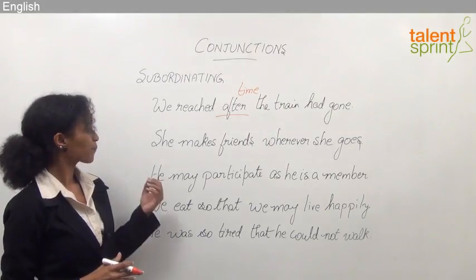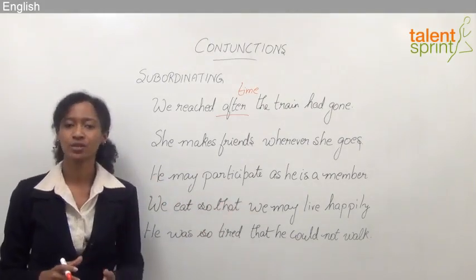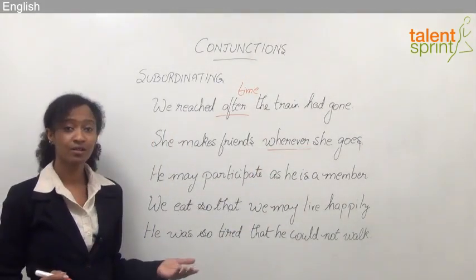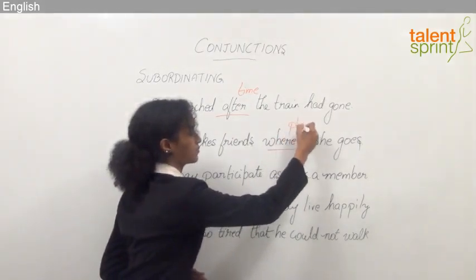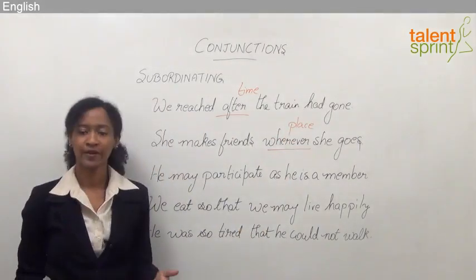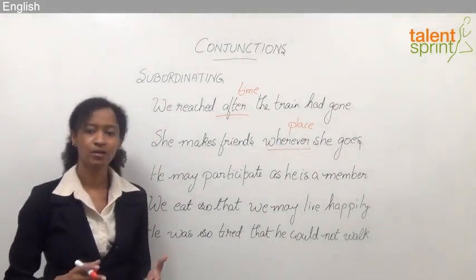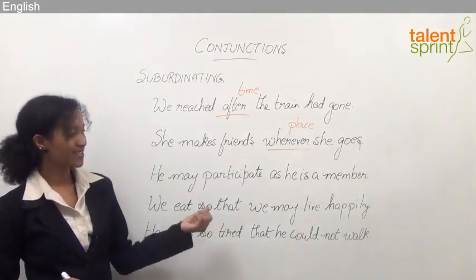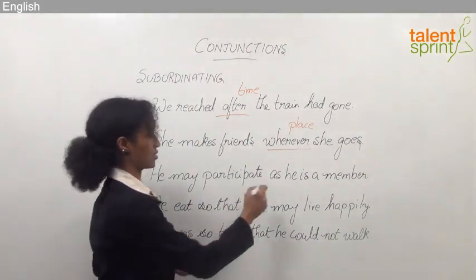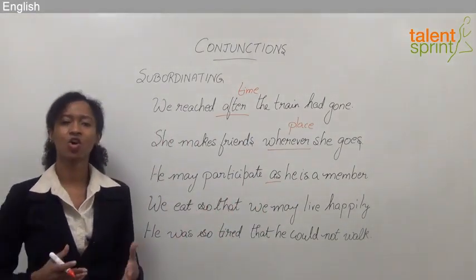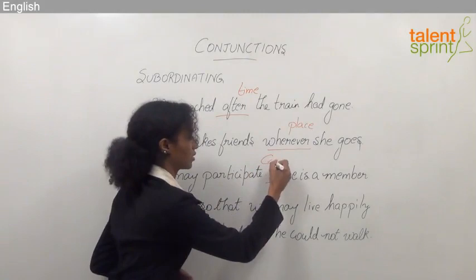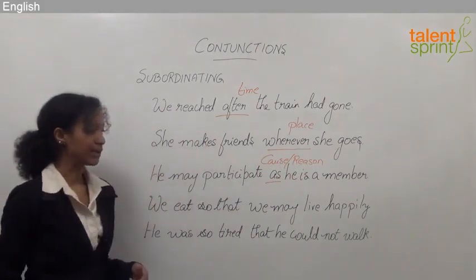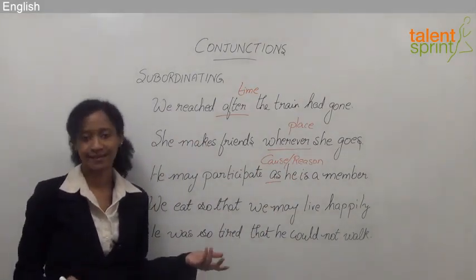The second one, she makes friends wherever she goes. So here, wherever is my subordinating conjunction expressing place. Alright, so other examples will be where, whence, whither. Okay. The third one, he may participate as he is a member. So as here expresses cause or reason. Other examples would be since, because, that.